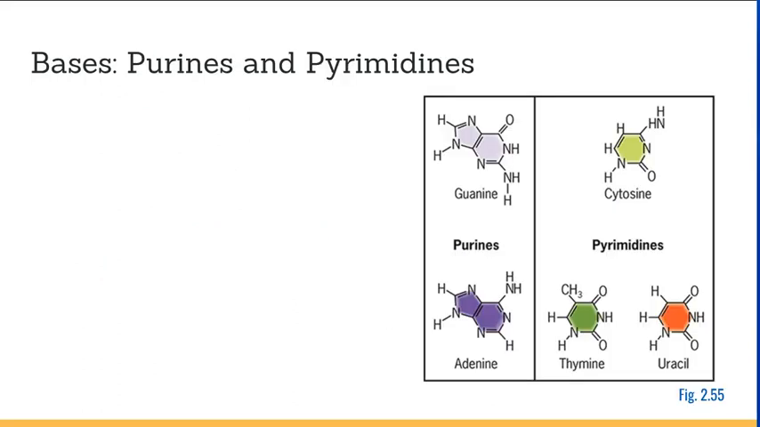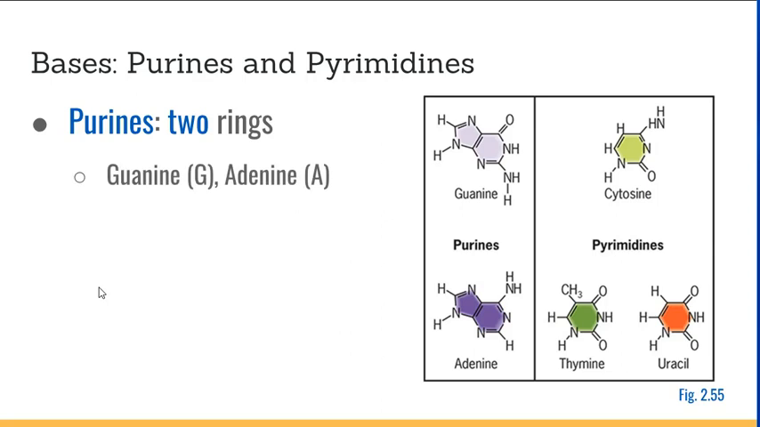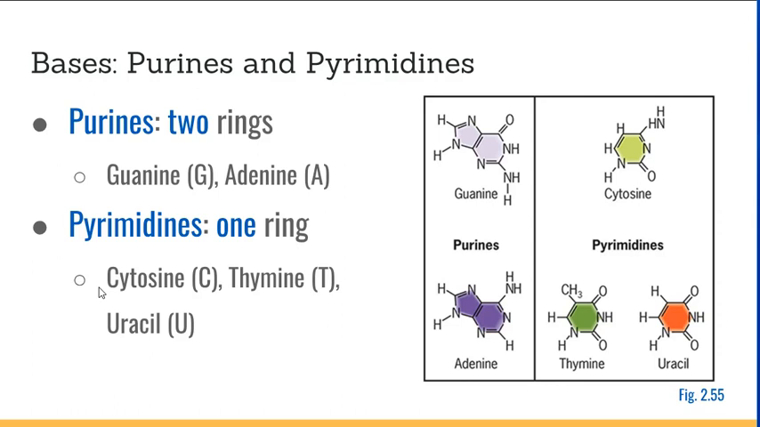In a nucleotide, bases are categorized as either a purine or pyrimidine. Purines have 2 rings and include guanine and adenine. Pyrimidines have 1 ring and include cytosine, thymine, and uracil.